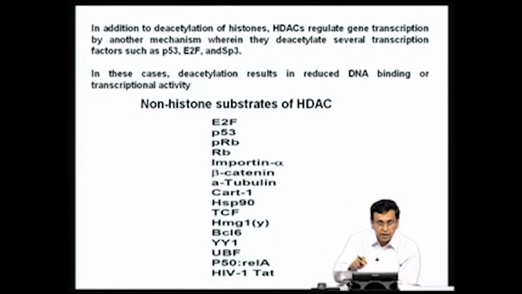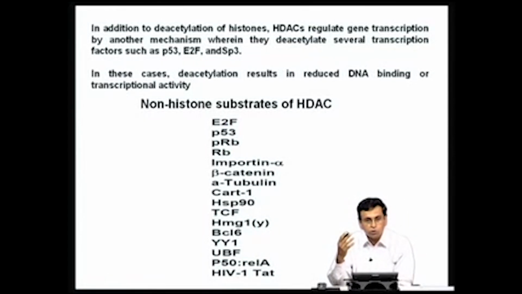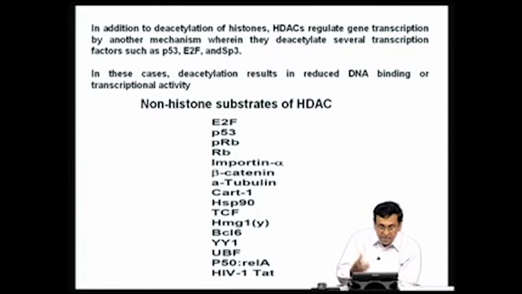of these HDACs also deacetylate many other transcription factors such as P53, E2F, and many other factors. And in these cases, just as deacetylation of histones results in tighter binding to the DNA, deacetylation of some of these factors results in either reduced DNA binding or reduced transcription activities.